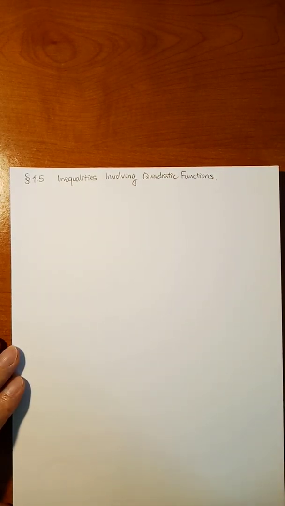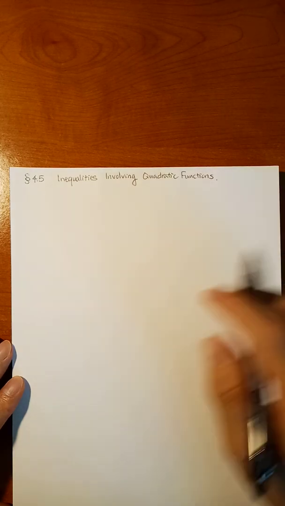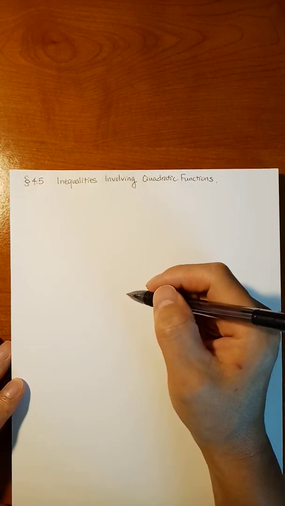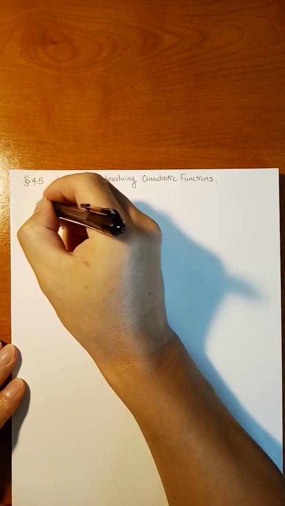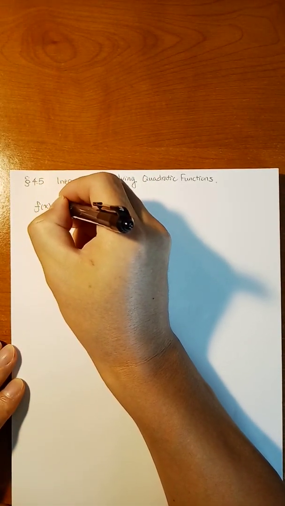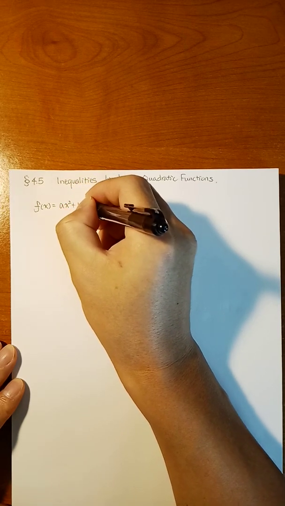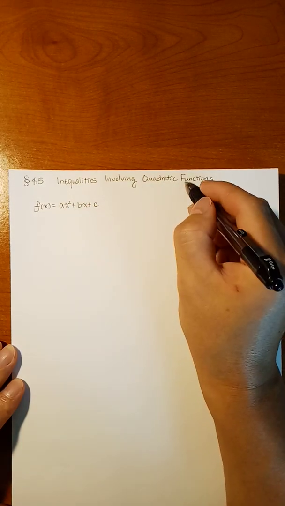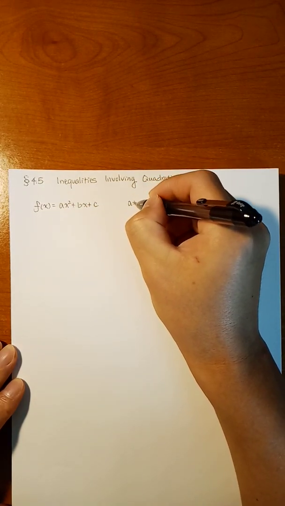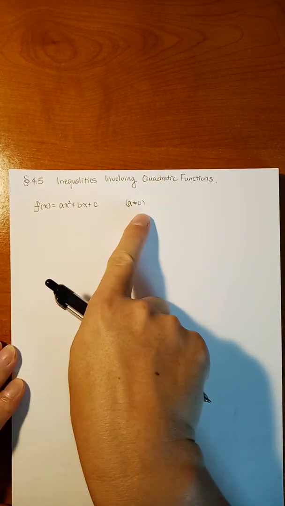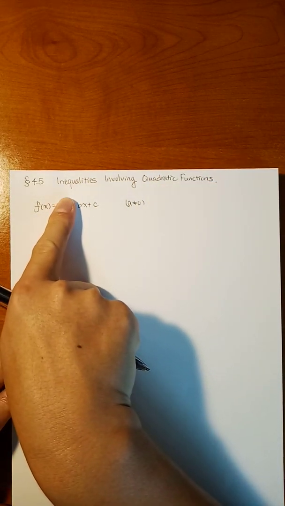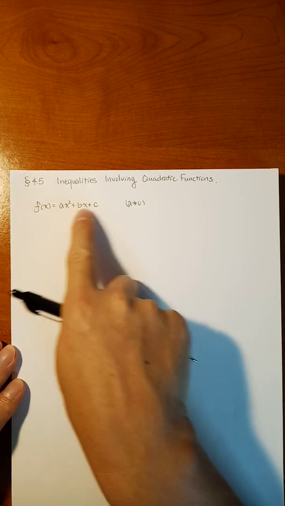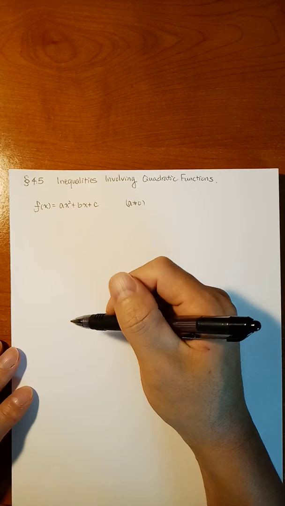Okay, so to solve the quadratic inequalities, we need to borrow some graphs knowledge. Remember that if we have a function f(x) is ax squared plus bx plus c, we call this function a quadratic function. Of course, the leading coefficient cannot be 0. If the leading coefficient a is 0, then it's a linear function. With an x squared term, it's a quadratic function.